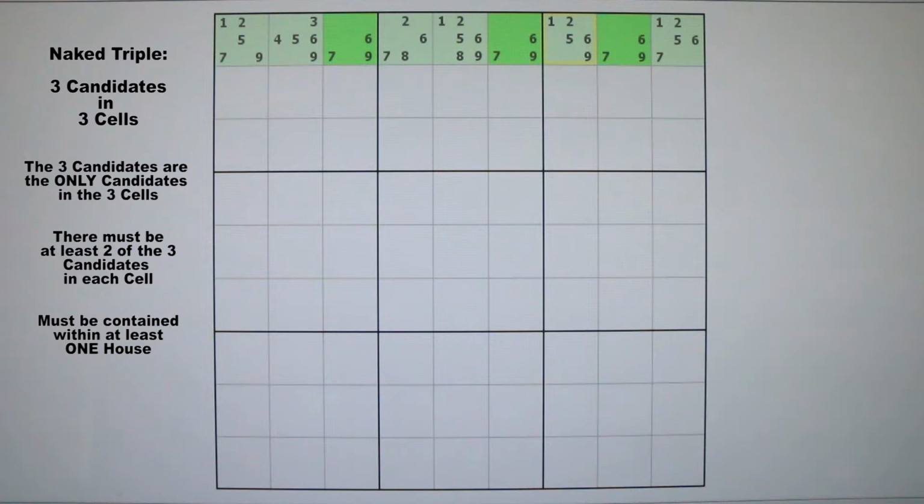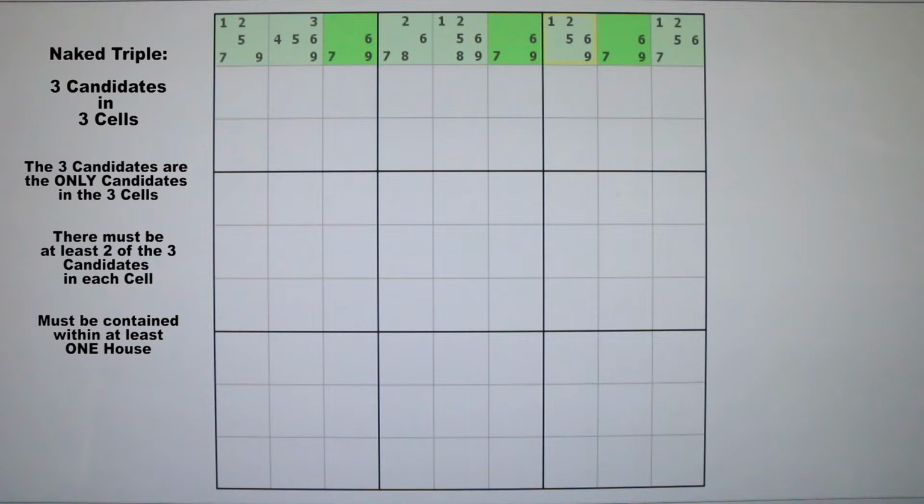Okay, so now let's see how we can use these naked triples to help us solve the puzzles. In row 1, we see we have 3 candidates in 3 cells: 7, 6, 9; 7, 6, 9; and 7, 6, 9. And we know that when this happens, one of those 3 cells has to be the 7, one has to be the 6, and one has to be the 9, even though we don't know which is which right now. But still, we know that those 3 digits have to go into those 3 cells.